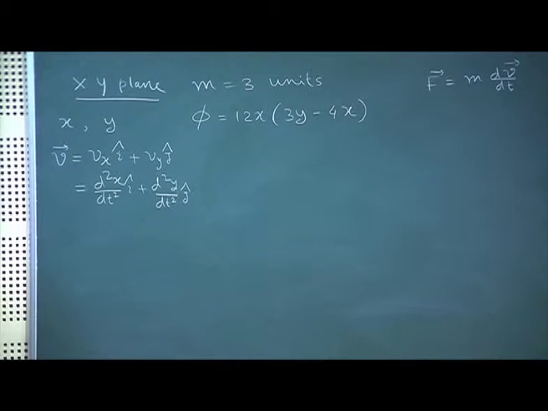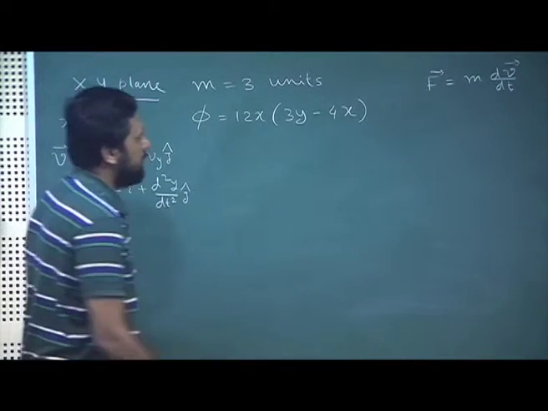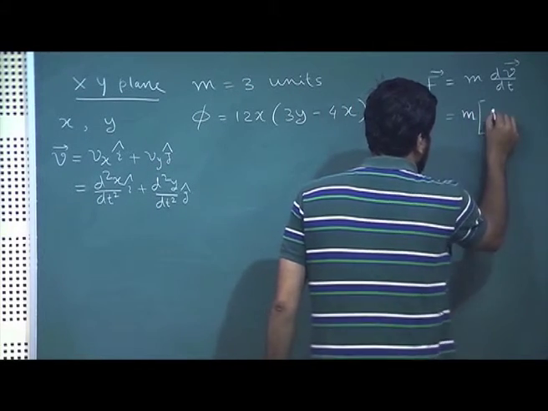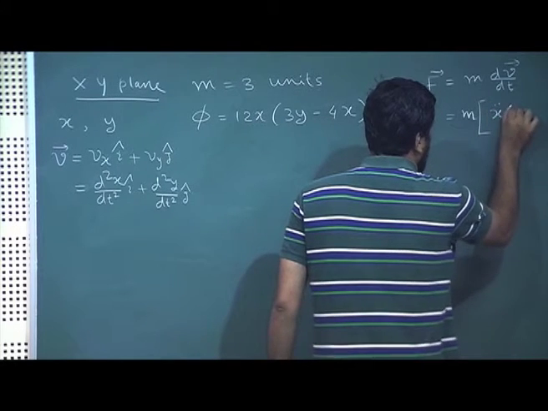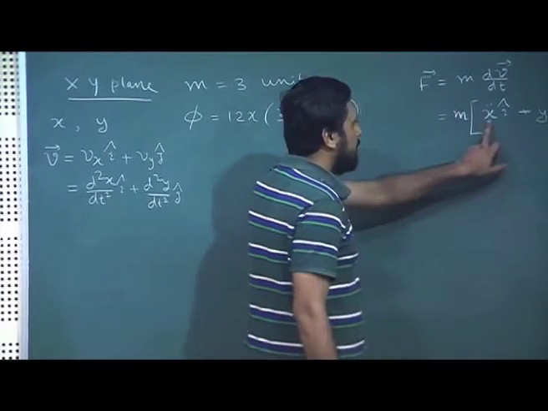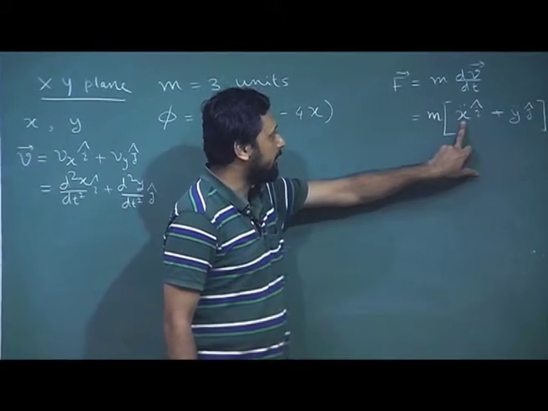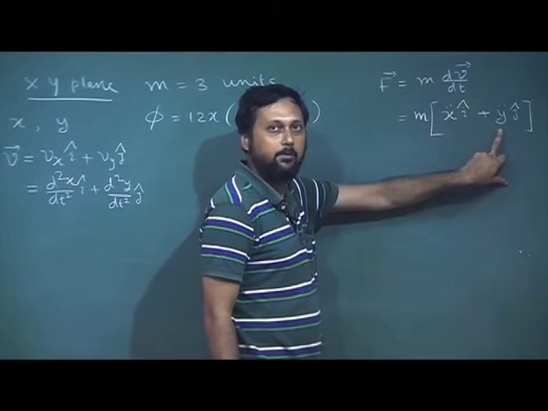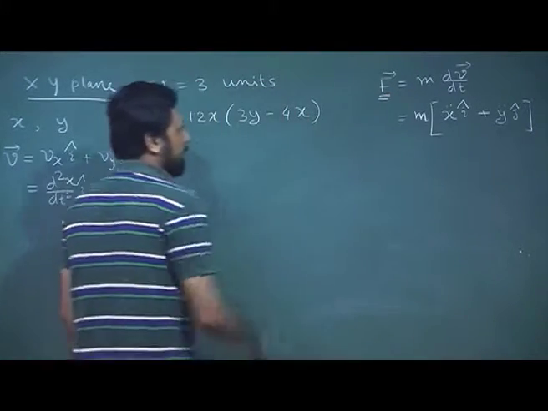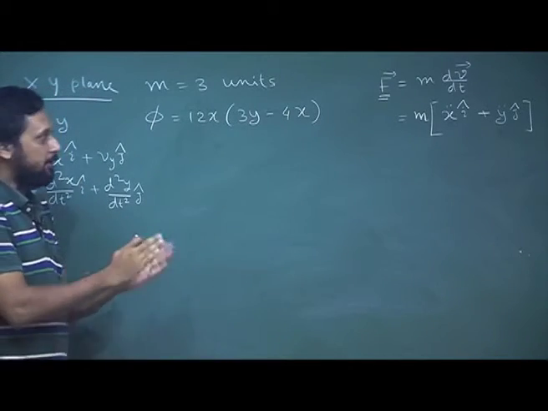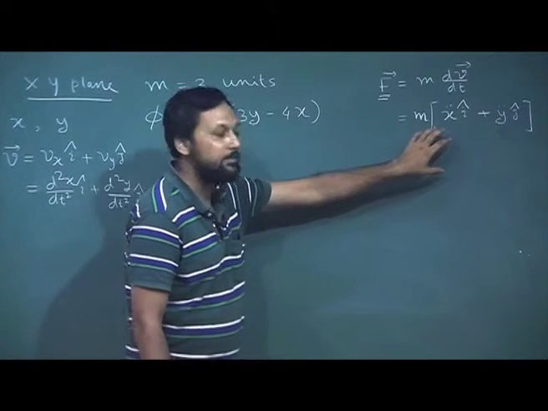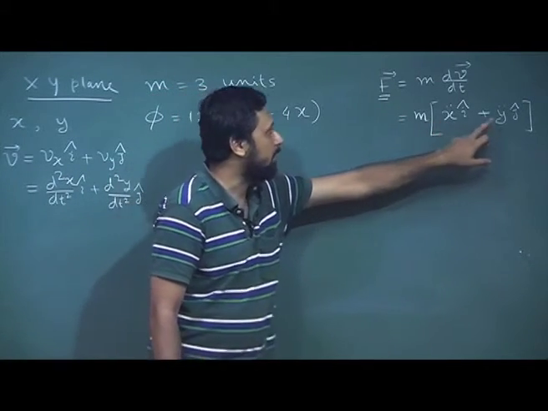So, if we plug this back into this equation, what we essentially get is F is equal to m times x double dot i cap plus y double dot j cap. x double dot, as you can recall, is the second time derivative of x, and y double dot means the second time derivative of y. So, what we need to do is find out the left hand side of this equation, and then we can compare term by term. We can take the x and y components of the left hand side to be equal to m x double dot and m y double dot.